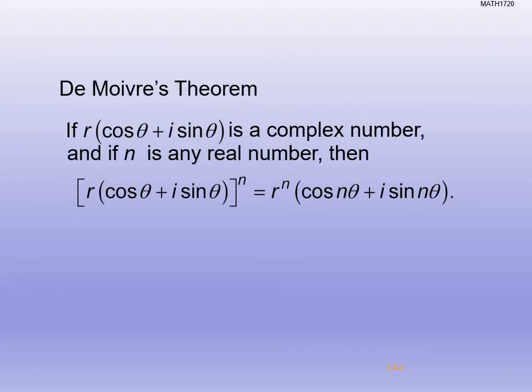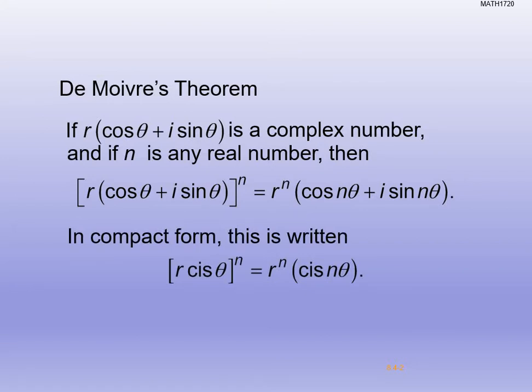Okay, so here's DeMoivre's Theorem. If we have a complex number in the form r cosine theta plus i sine theta, we can take the power, the exponent. So if we're given r times the quantity of cosine of theta plus i sine theta, raised to the power of n, that translates over to r to the n times cosine of n theta plus i sine n theta. So this is the theorem for if we have a complex number with an exponent. There's what it looks like in compact form, which you might see on your homework assignment.